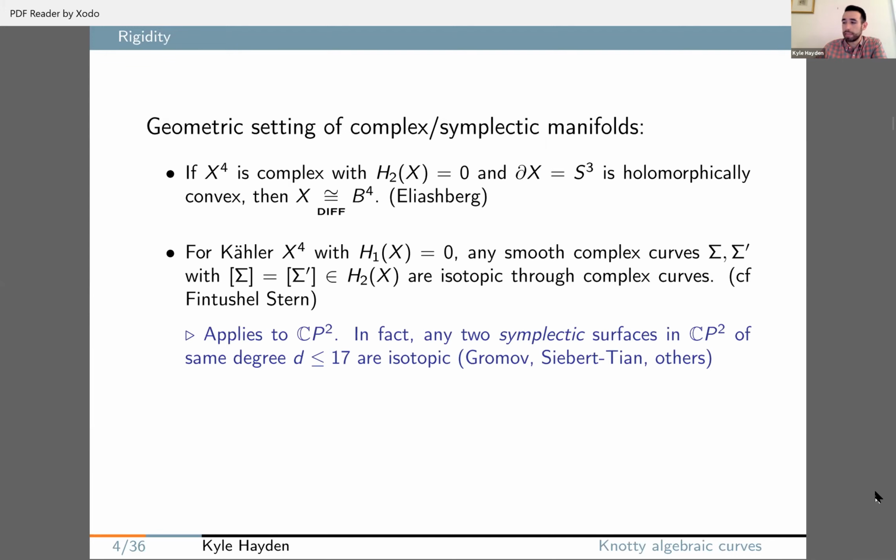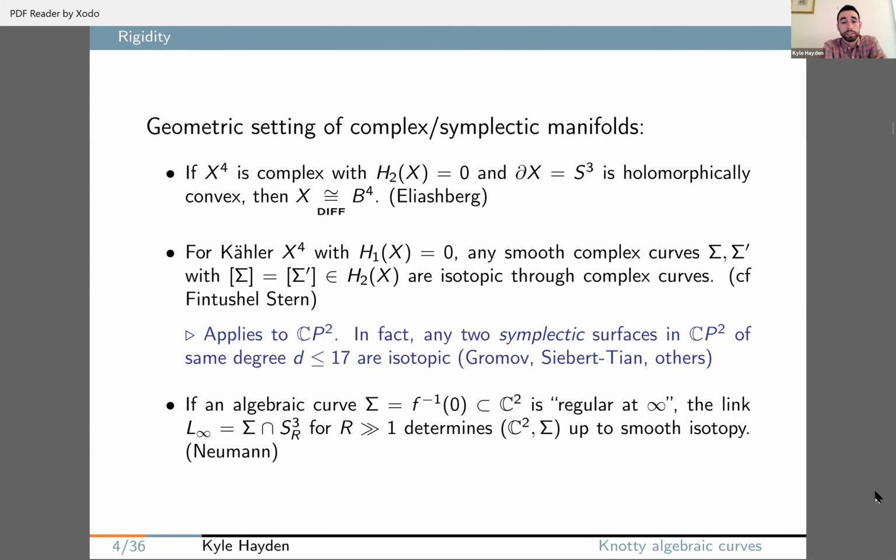And the final example I want to mention is if you have an algebraic curve in C2, complex Euclidean space, then as long as it satisfies a regularity condition, or it's regular at infinity, I can say what that means, but it's just a regularity condition on the polynomial, on the fiber, then in fact that entire surface sitting in C2 is determined up to isotopy by the link that you get by intersecting it with some very large radius sphere. So in that case, again, you see that the entire isotopy class of the surface is constrained by some lower dimensional information, in this case, the link at infinity.